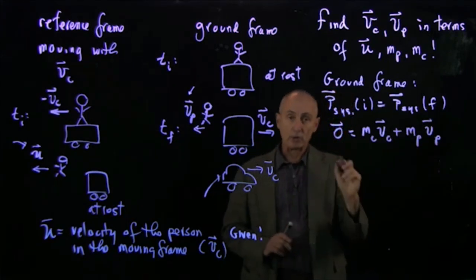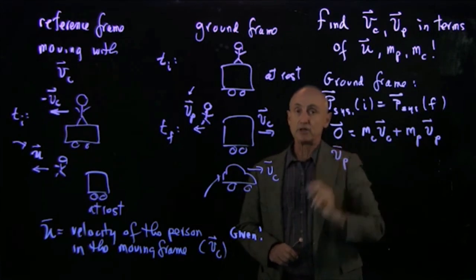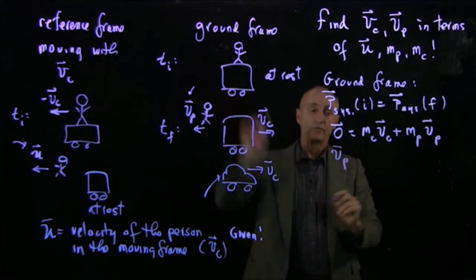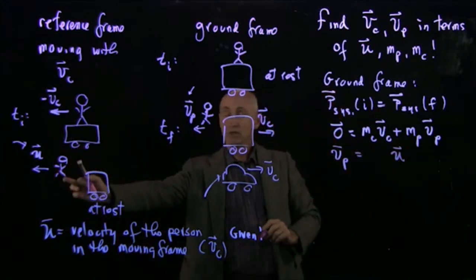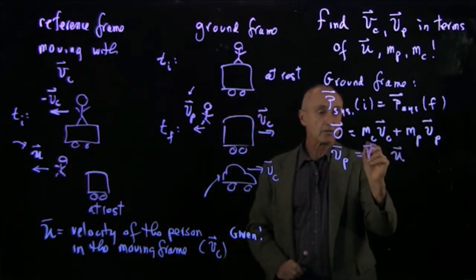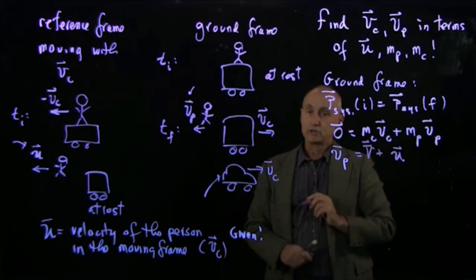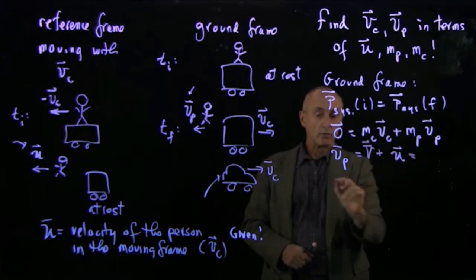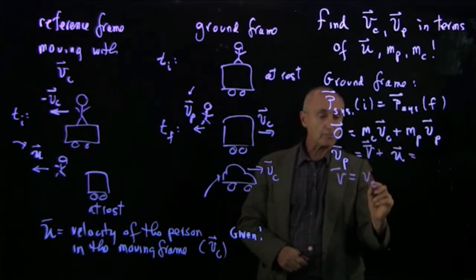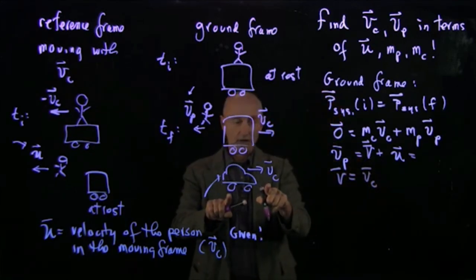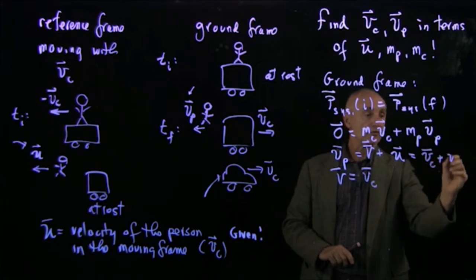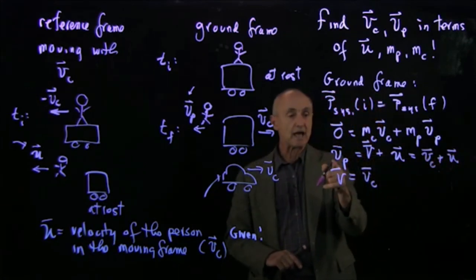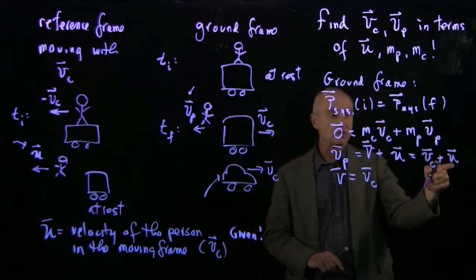Now, recall that we also showed that the velocity of the person in the ground frame is related to the velocity of the person in the moving frame by adding the relative velocity of the two frames. The relative velocity of the two frames is the velocity of the cart, vc. So what we have is vc plus u. So this is how vp is related to u.